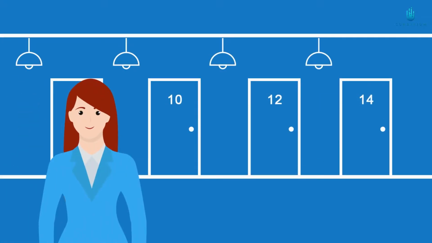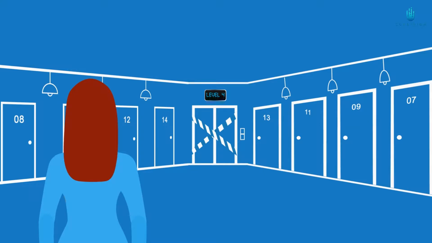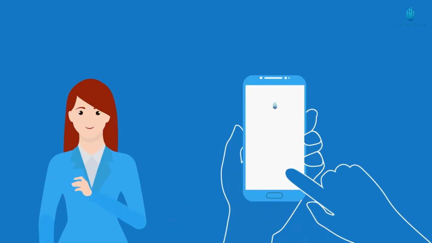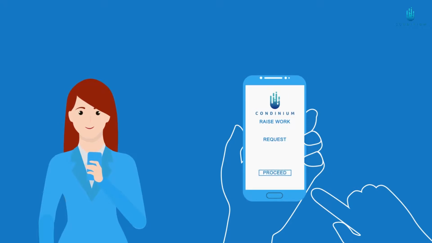Angela owns a leasehold apartment in a building in London. As she returns from work one evening, she notices that the elevator is not working. Angela opens her Condinium app and selects the Raise Work Request feature.